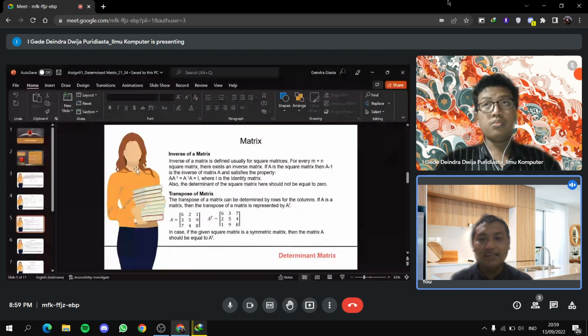Transpose of a matrix. The transpose of a matrix can be determined by exchanging rows for columns. If A is a matrix, then the transpose of the matrix is represented by A T, as seen below. In case the given square matrix is a symmetric matrix, then the matrix A should be equal to A T.